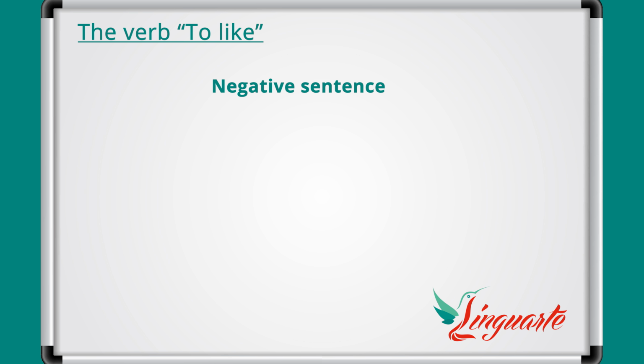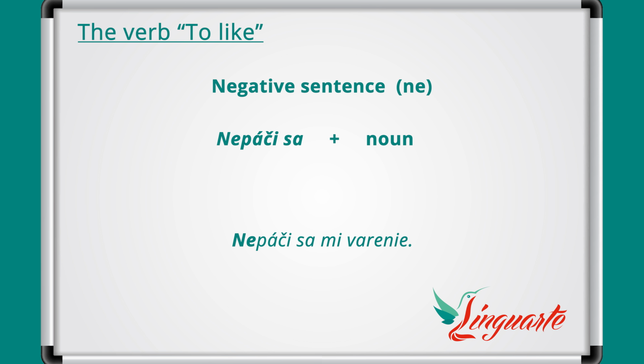The negative form of the structure is formed just like the previous ones, adding the particle nie before the verb páči, then nepáči sa. I don't like to cook, cooking. Nepáči sa mi varenie. Nepáči sa jej čítanie. He doesn't like to read, he doesn't like reading.